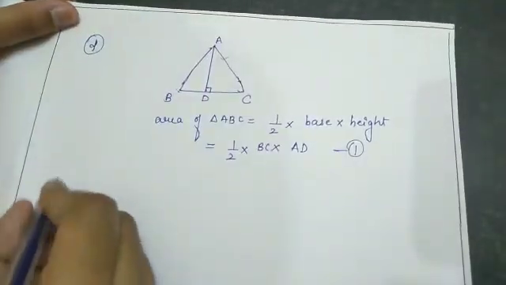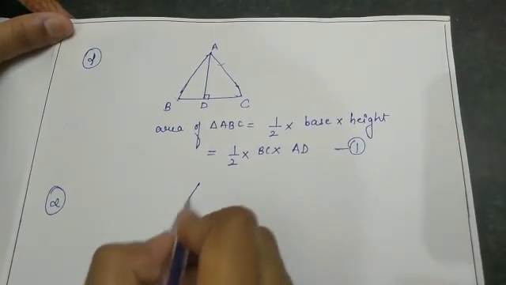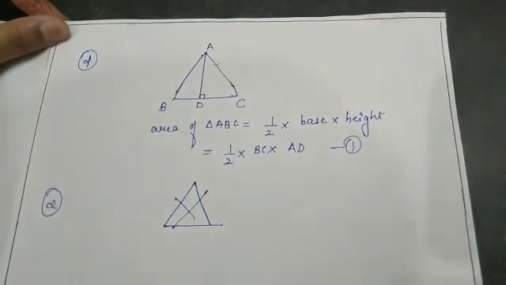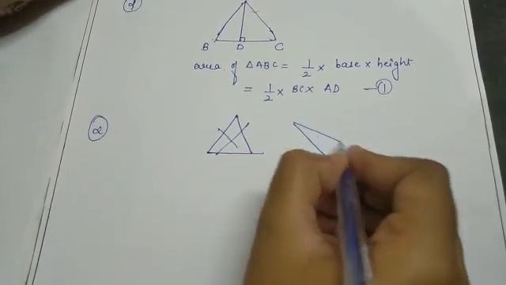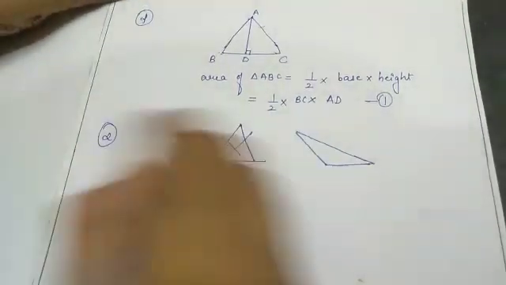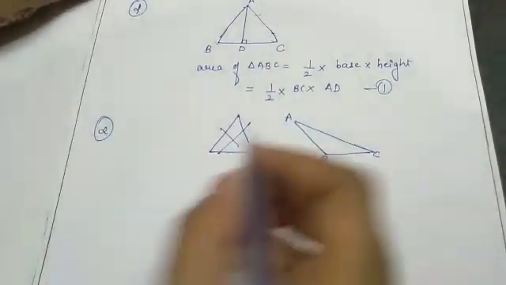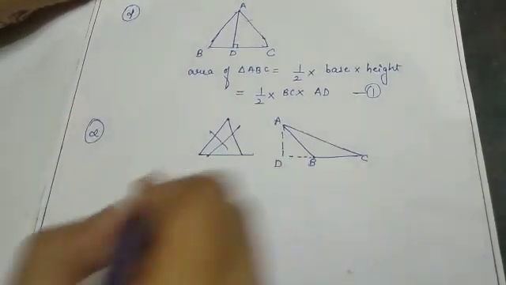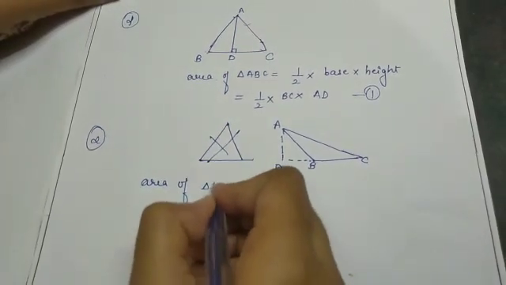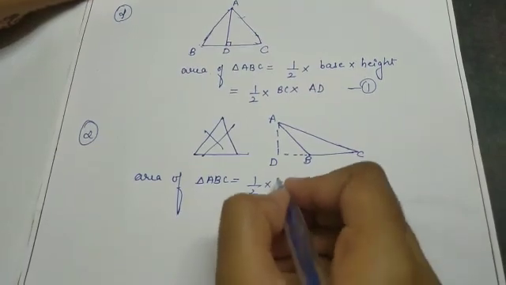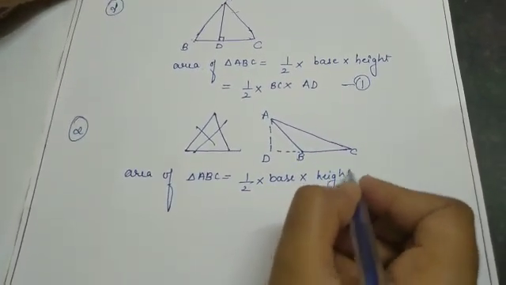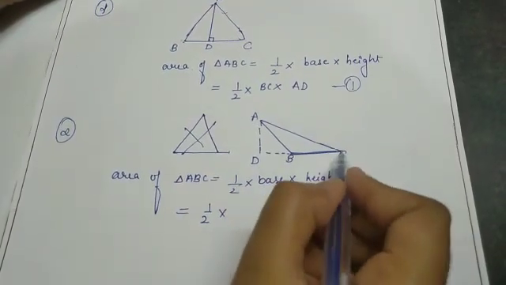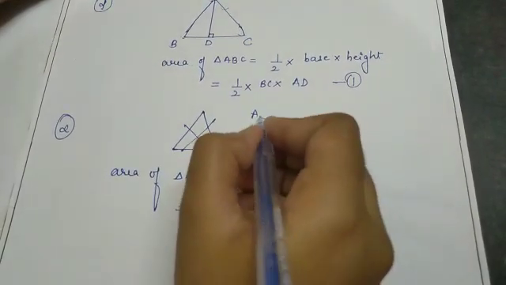Second is, let's make a triangle like this. This is the triangle A, B, C. The perpendicular line is drawn like this, which is D. So the area of this triangle ABC is equal to half into base into height, where the base is this BC, because the perpendicular line is drawn on this side BC, and height is AD.